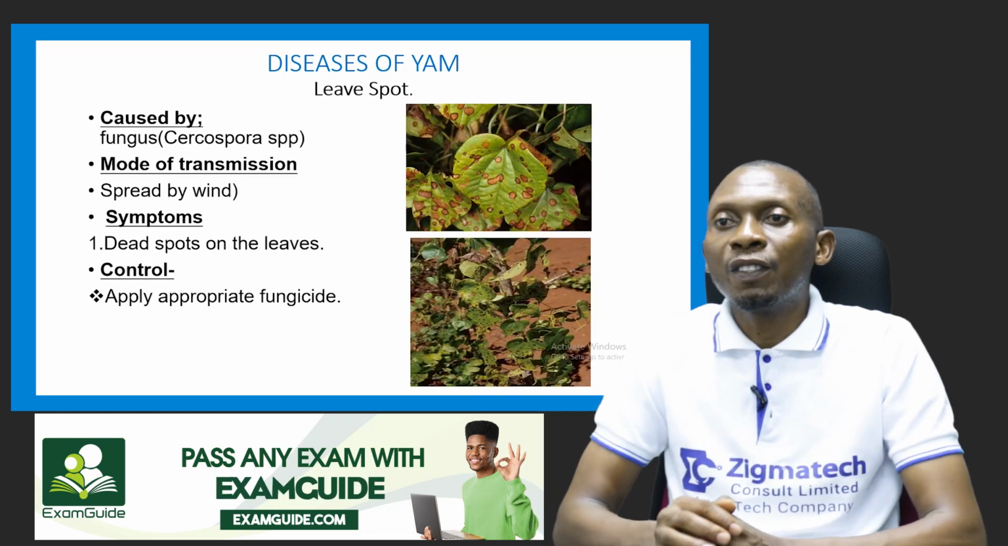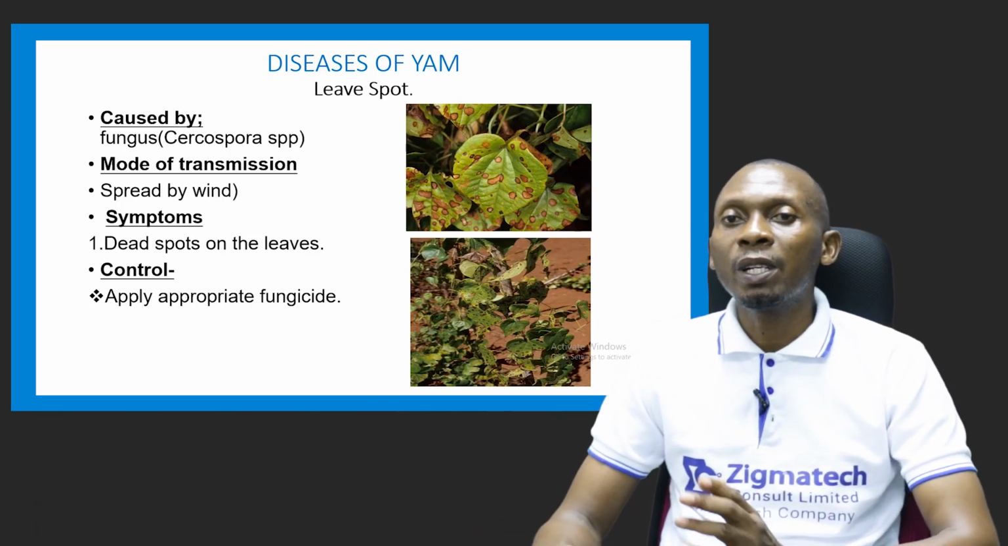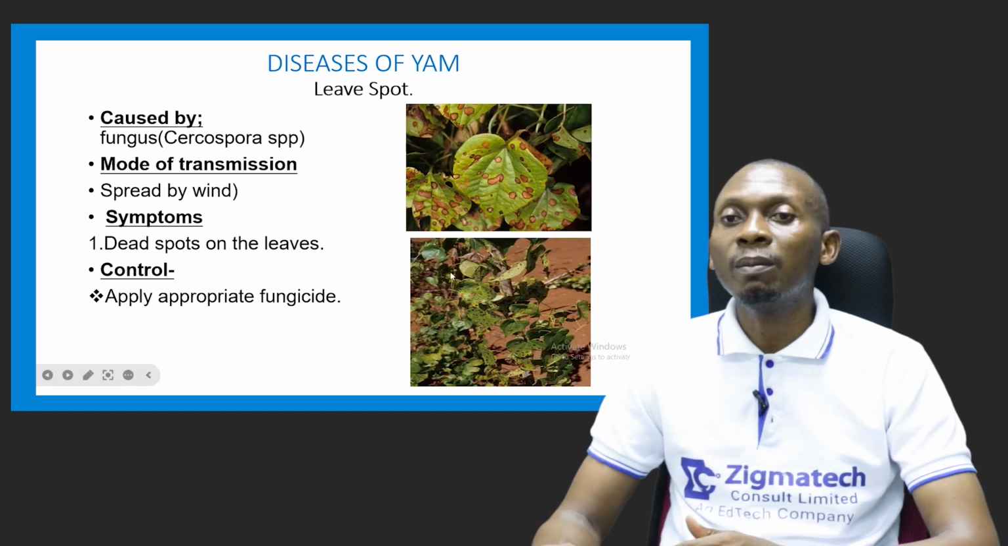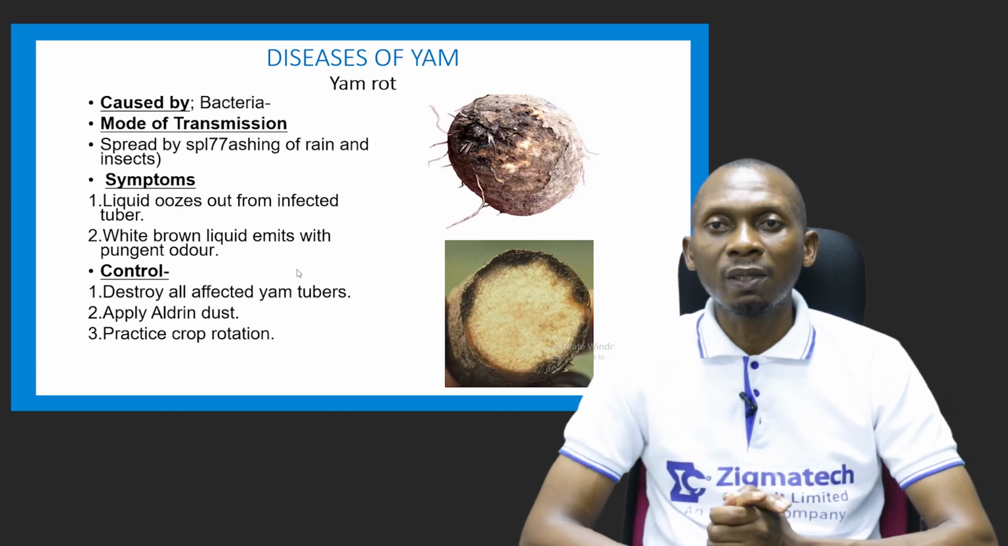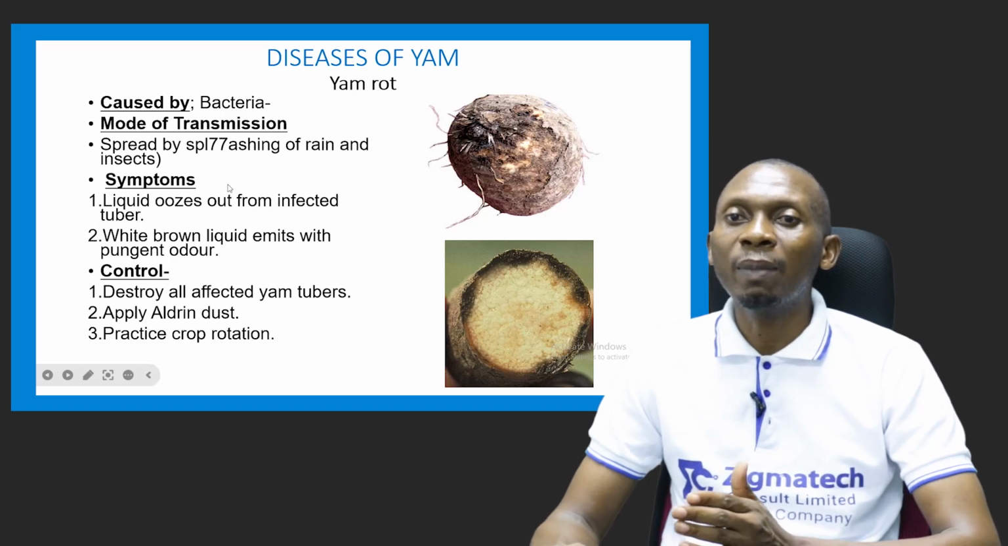We have leaf spot, which is a fungal disease, Cercospora leaf spot, and it's spread by wind. The symptoms are dead spots seen on the leaves, as you can see here, and it is controlled by using appropriate fungicide.